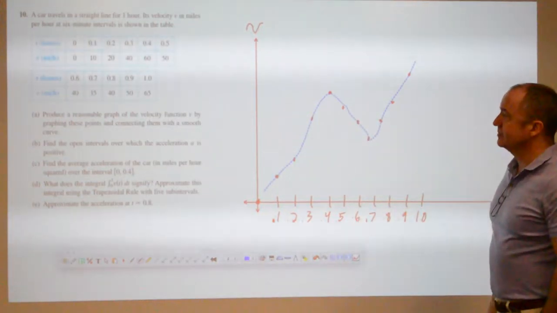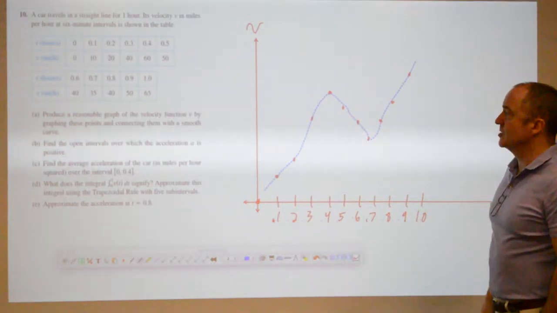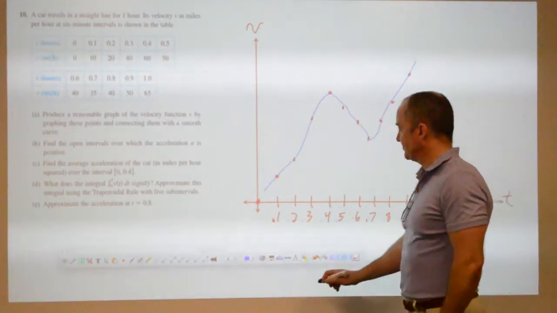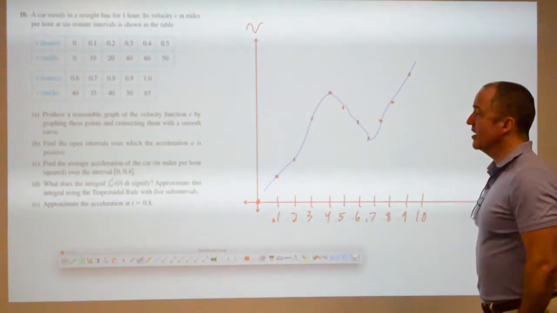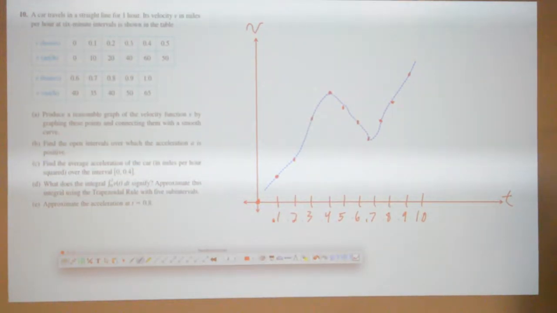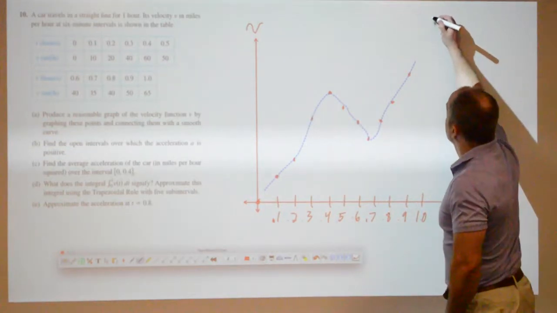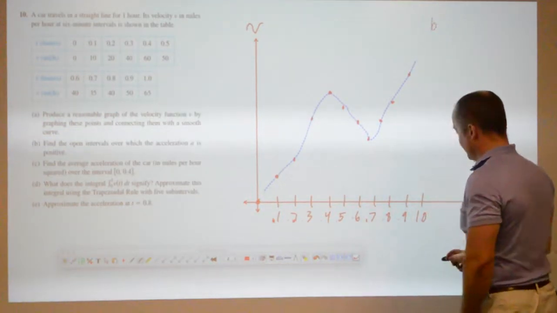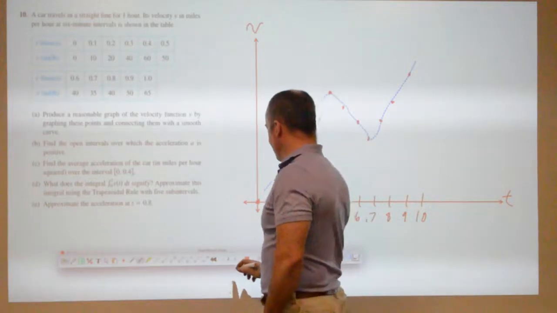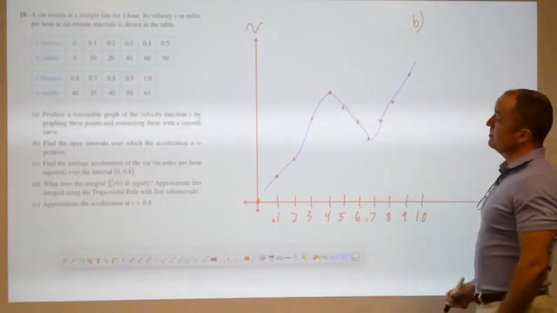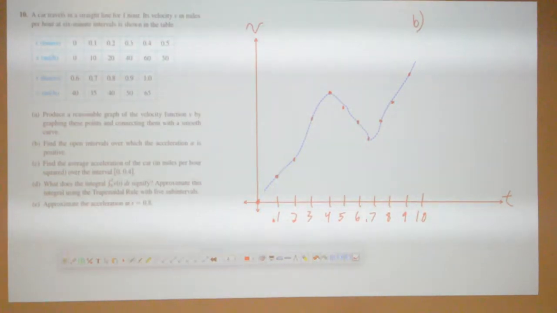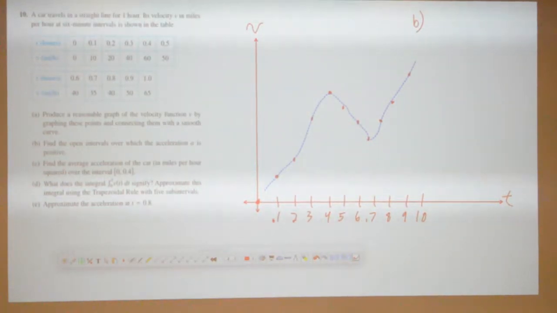All right. So that's A. Let's say that's a reasonable graph. Okay, so that's A. Now, let's start answering B. Find open intervals over which acceleration a is positive. Let's not write it in dotted because that will give me a headache, possibly even a seizure. Okay, B. When is the acceleration positive when you're looking at a velocity graph?